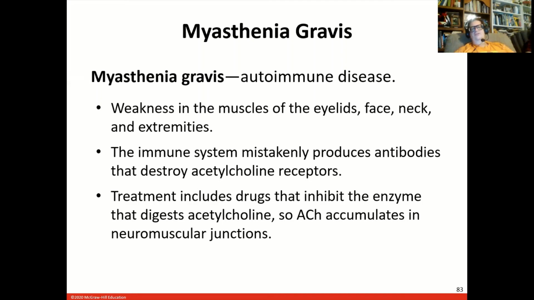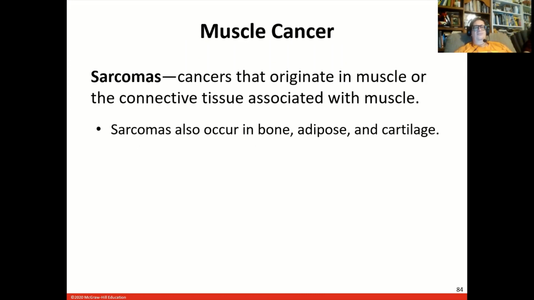So how do they treat it? They give you drugs that will slow down or stop the enzyme, inhibit the enzyme that digests the neurotransmitter. And that means that the acetylcholine will build up in the synapse and make it easier to get enough of it to cause a contraction.